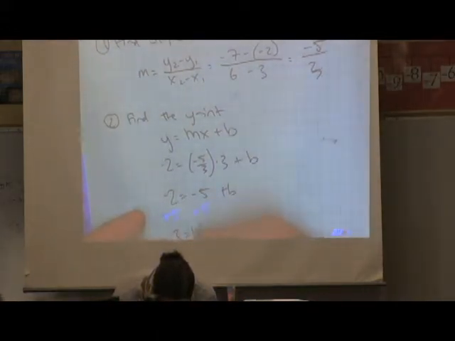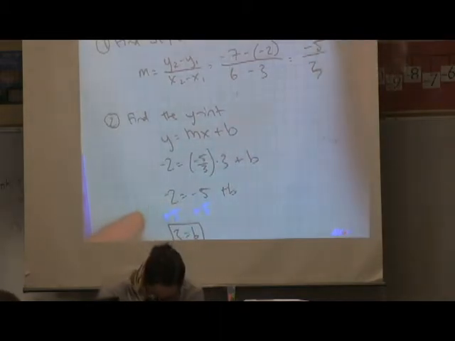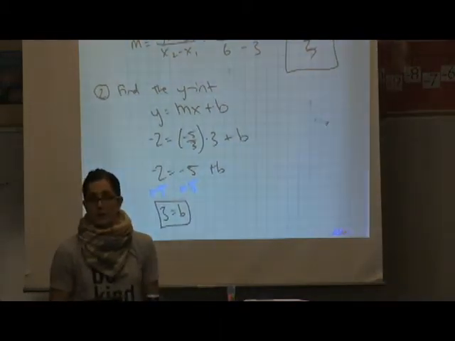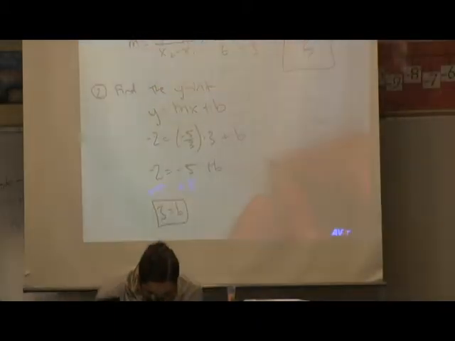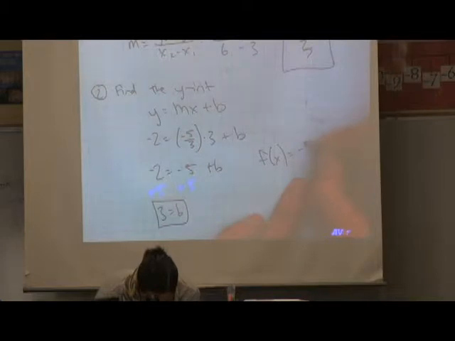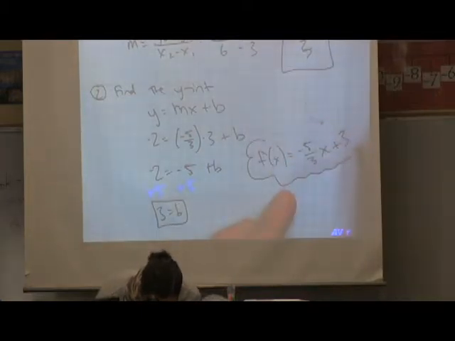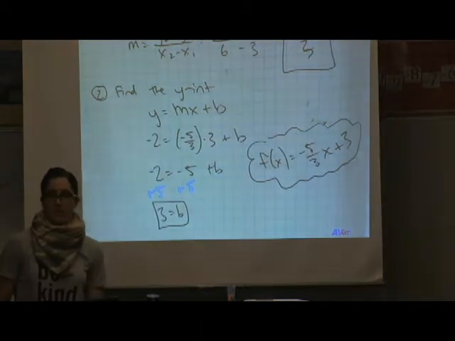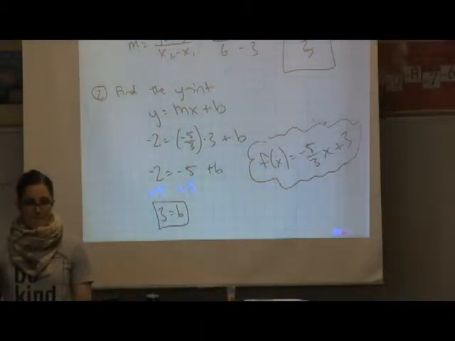So whether you were on a graph or you were doing it algebraically, you now have a slope and a y-intercept, so that you can write the final equation of your line. And yes, I'm going to throw it into function notation just because I can. The final equation of our line, f of x equals negative 5/3 x plus 3.